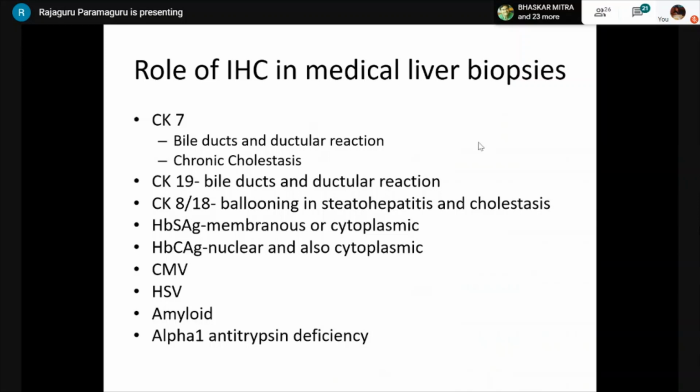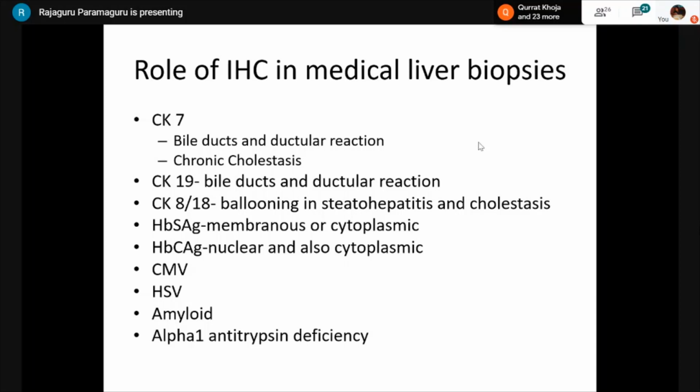So what is the role of IHC in a medical liver biopsy? I had told you about CK7. It will highlight the bile ducts, the ductal reaction, and in case of chronic cholestasis, it will be the periportal hepatocytes which will be stained. And CK19 will highlight only the ducts and the ductal reaction. It will not highlight the periportal hepatocytes.